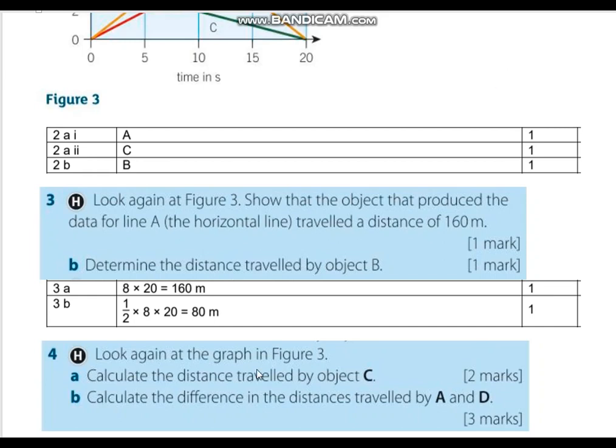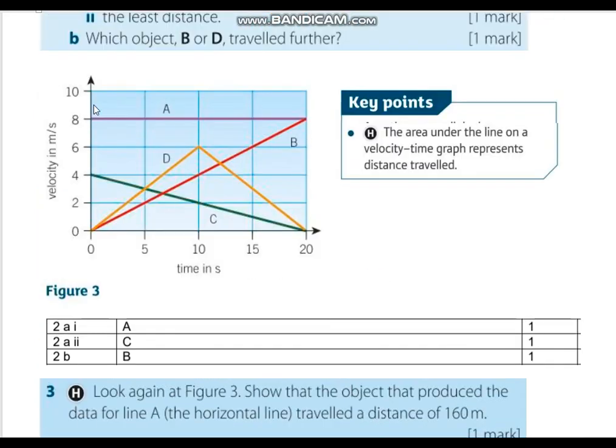So now we need to calculate the difference in the distances travelled by A and D. So looking at the graph, we've got line A there and line D there. Now we haven't actually calculated the distance travelled for line D yet. We worked out the distance travelled for line A with the first part of question 3, which we found was 160 metres. Now we need to work out the distance travelled for line D, which is the area underneath that.